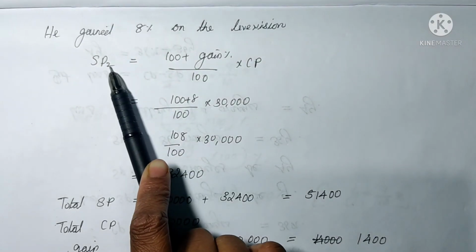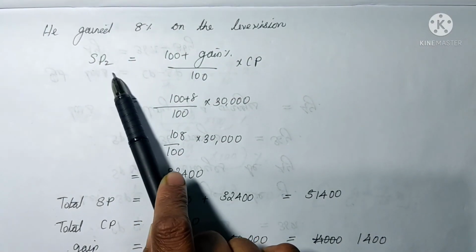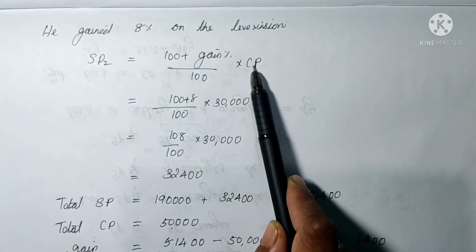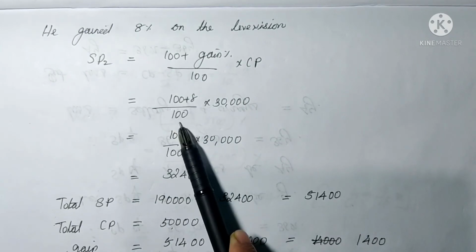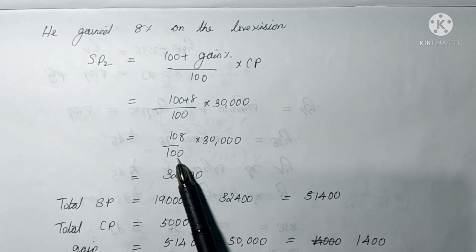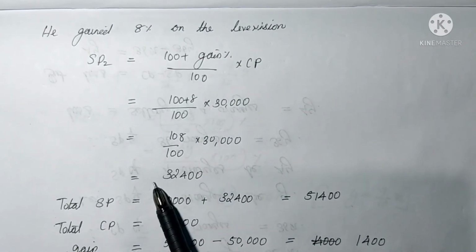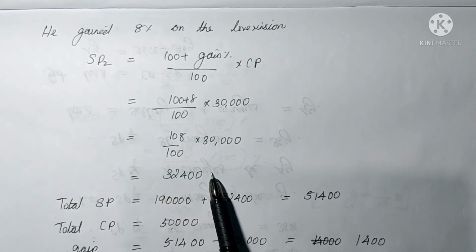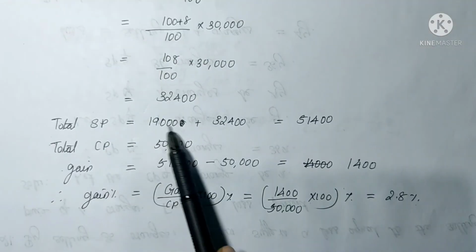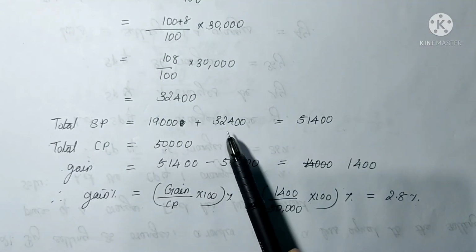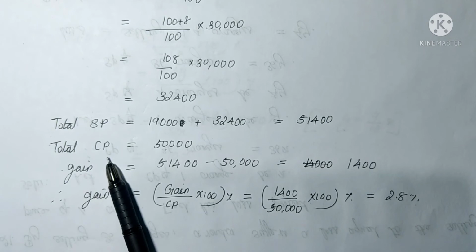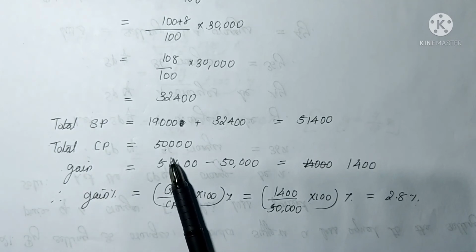Similarly, he gained 8% on the television. We can find the SP of that television. I have written as SP2. SP2 is equal to 100 plus gain percent by 100 into CP. That is 100 plus 8 by 100 into 30,000. That is 108 by 100 into 30,000, which is equal to 32,400. Now we can find total SP. Total SP is equal to 19,000 plus 32,400, which is equal to 51,400. Total CP is equal to, already we have found, that is 50,000.